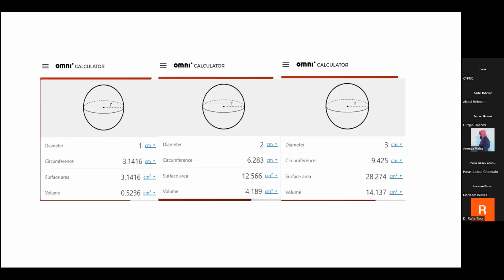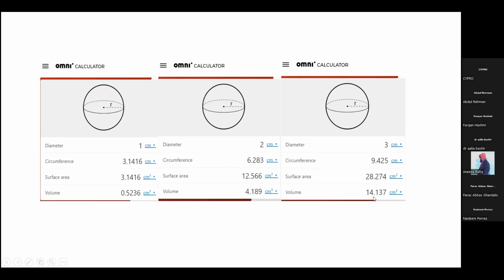So let's talk about how we calculate the volumes and how it works basically. This is the Omni calculator. I use it all the time to decide about the doses of what we are going to offer. If a lesion has a 1 centimeter diameter, you can see the volume is around 0.5 cc only. If the diameter is 2, the volume is 4 cc. And if the diameter is 3, the volume makes 14 cc.